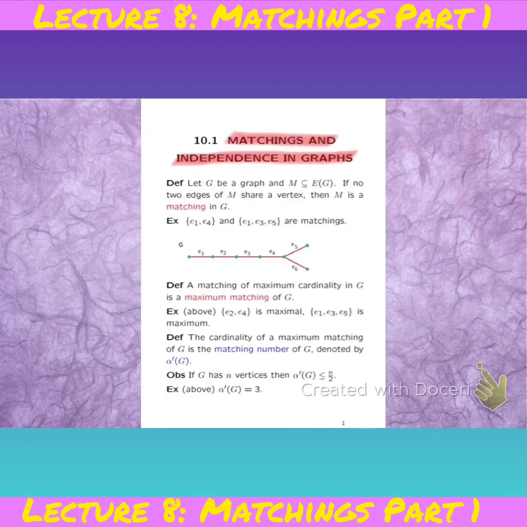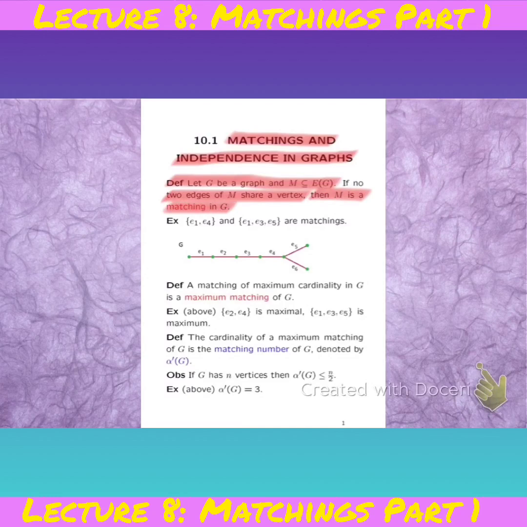Now, if we look at the following definition: if G is a graph where M is a subset of the edge set of the graph G, and no two edges of M share a vertex, in other words, no two edges are incident with the same vertex, then M is a matching in G.